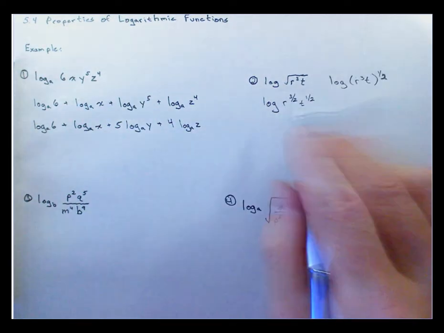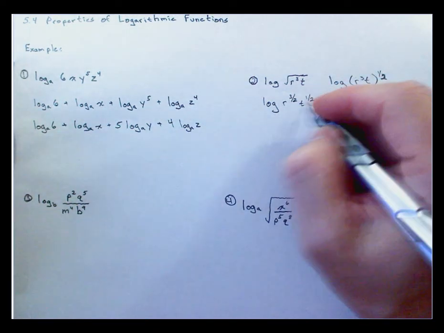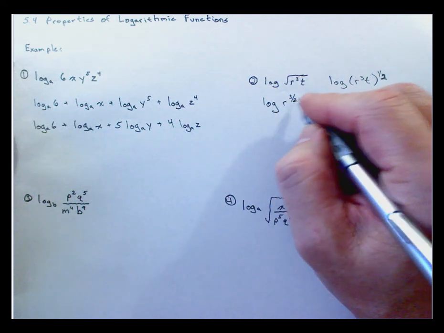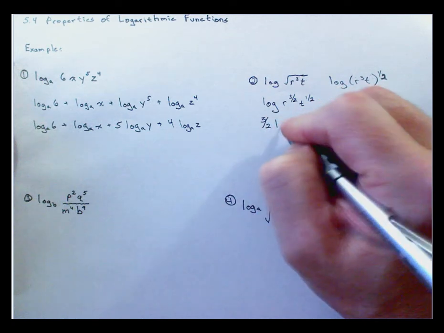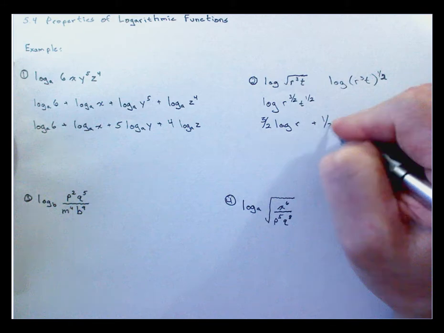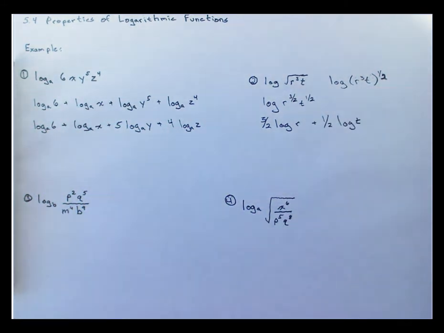So now once I do that, I have everything set up, and I'll just do this in one step. I know that I have my product rule with r and t, and I'll go ahead and throw in my power rule whenever I do it. So I have 3/2 times the log of r plus 1/2 times the log of t. So I just went ahead and did both of them at once.